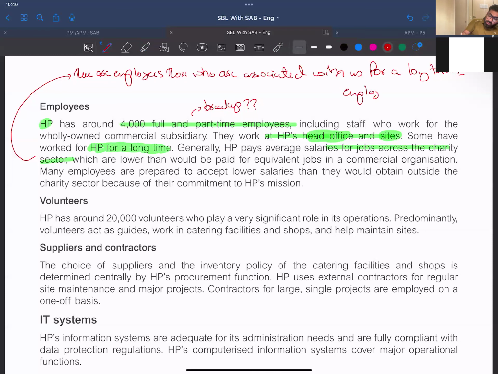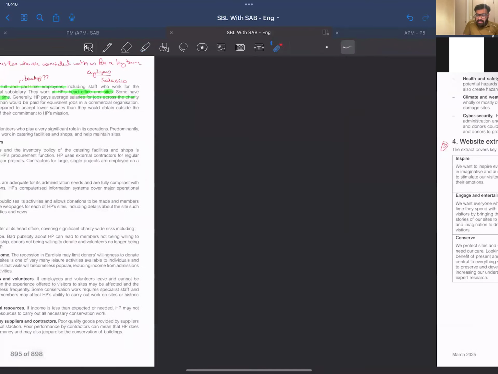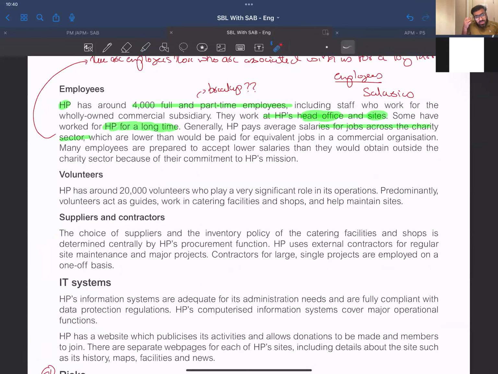There are certain employees who work voluntarily, but the majority of the employees are paid salaries, which are obviously lower. If a charity is paying the salary, it is going to be lower. That's quite sure, and that's what you need to think about. It is surely going to be lower than what people get in a commercial organization. So it might be the case that charities are missing out on talent because of low salaries.